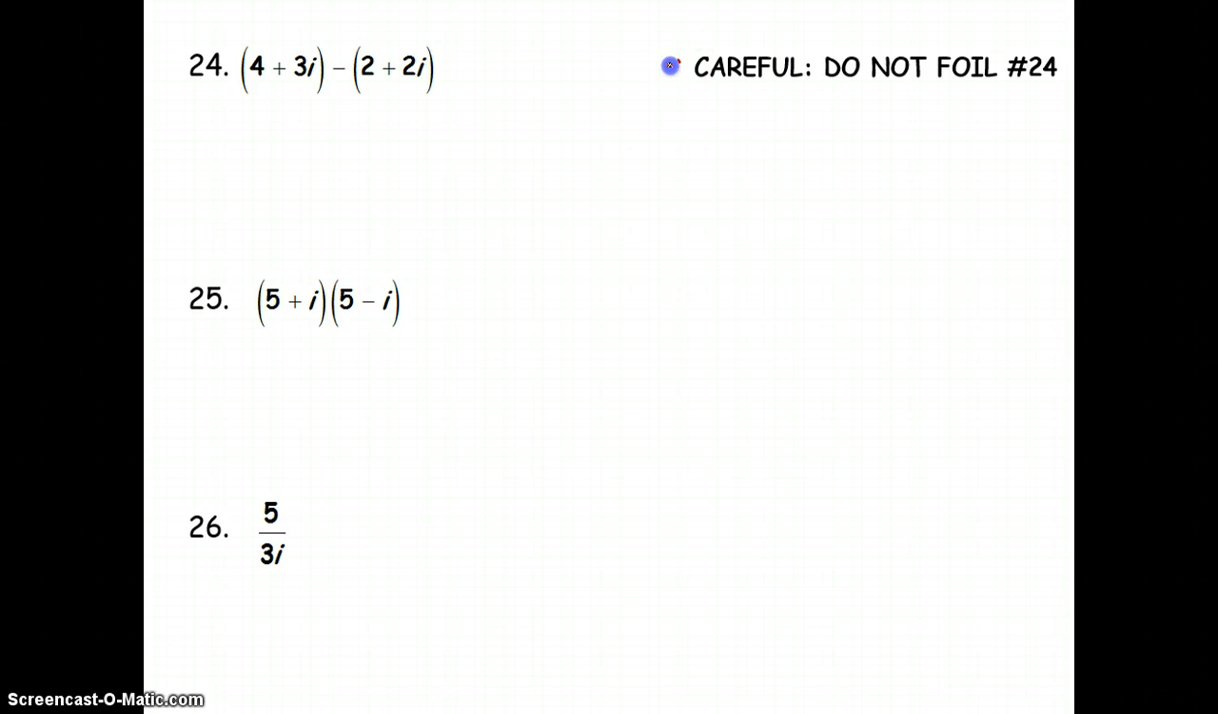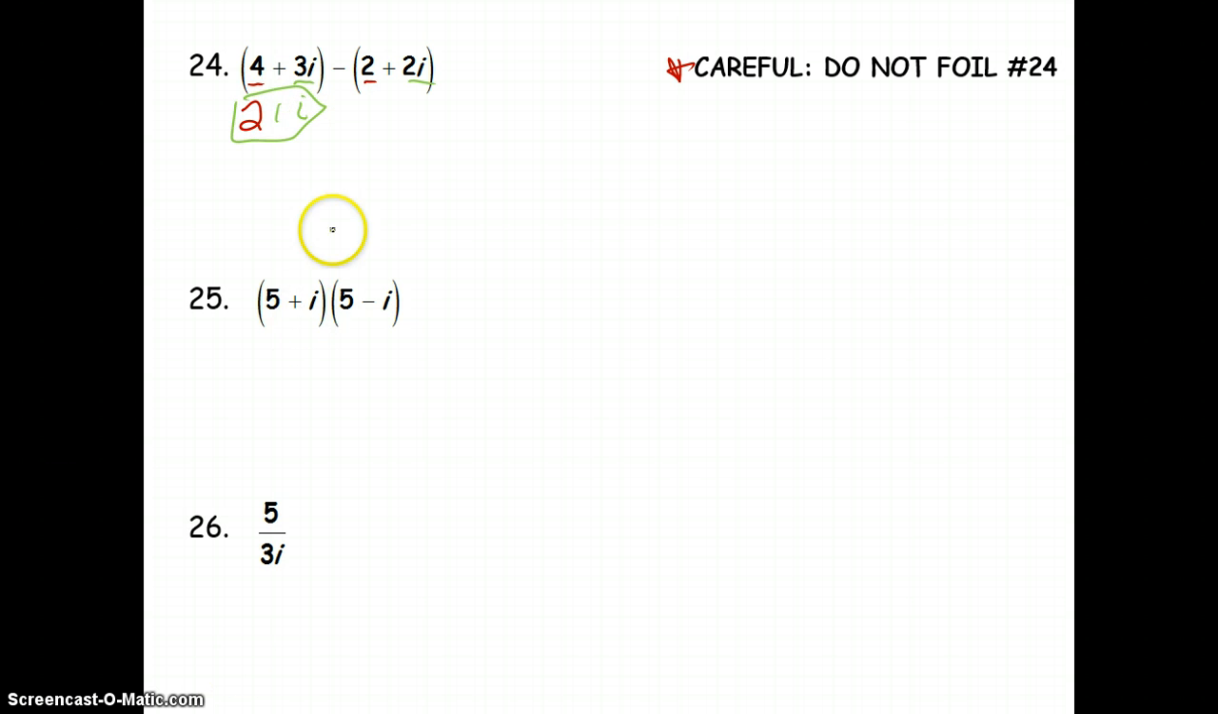They give you very specific directions over here saying, do not FOIL number 24. The reason you're not FOILing it is because you're subtracting. So what we have to do is take our real parts, or the parts without the i, and do them first. So we have 4 minus 2. 4 minus 2 is 2. And then let's take our imaginary pieces, or the ones with i's, and subtract them. So we have 3i minus 2i, and we're left with a positive i.